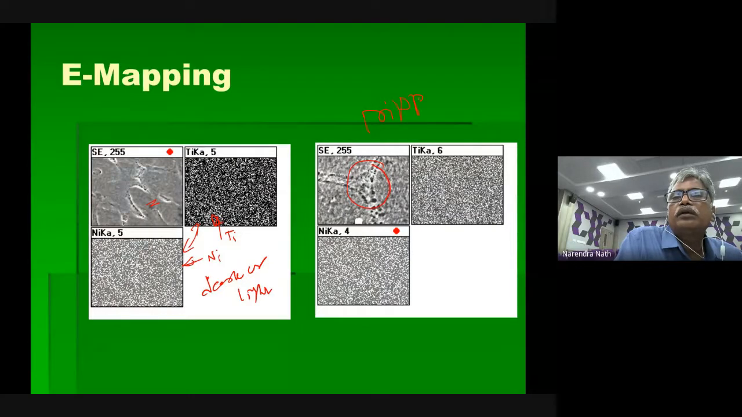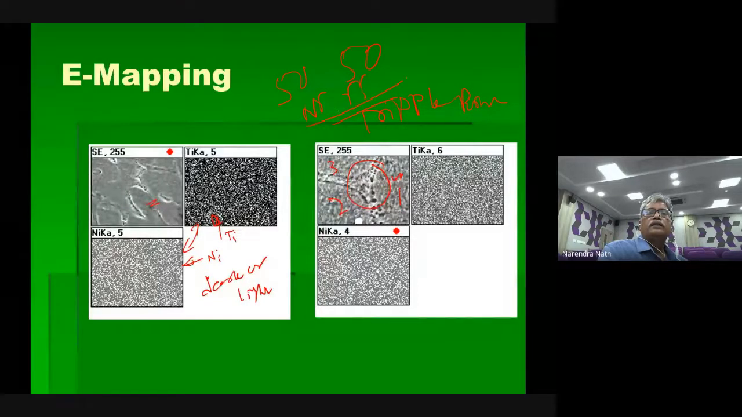This is what a triple point is, nothing but this is one grain, grain 1, grain 2, grain 3. In this area we checked. There also it shows not much difference. So that means whatever 50-50 is there, it is there.